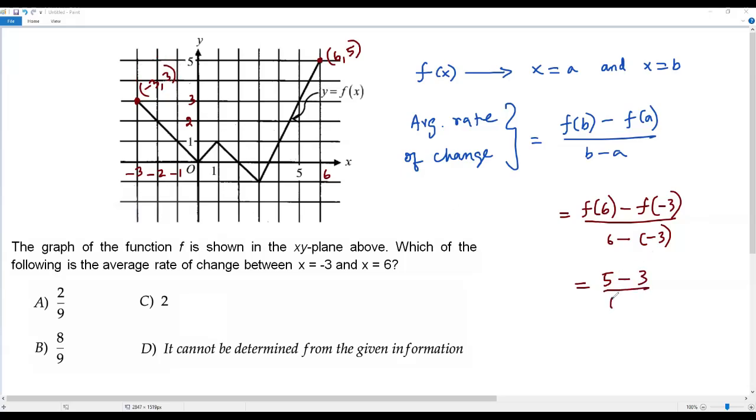In the denominator, 6 minus negative 3, negative times negative becomes positive 3. When I simplify, 5 minus 3 is just 2, and 6 plus 3 is 9. So the average rate of change of the given function f between x equals -3 and x equals 6 is 2 over 9. We find 2 over 9 in option A. The correct answer choice for this question is option A.